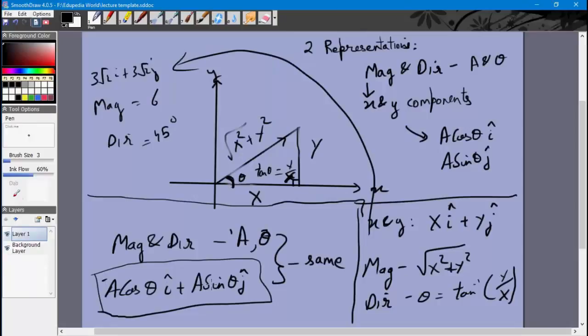Now why did we learn these two formats? Well, in the next two videos we learn operations on vectors just the way we know operations on numbers. We learn how to add two vectors, subtract two vectors, multiply a number with a vector, and even multiply two vectors together. And in all of those cases, we can do those calculations by having the vectors in the magnitude and direction form, or we can also do those same calculations by having the vectors in the x and y components form. These are just two representations of the same vector.